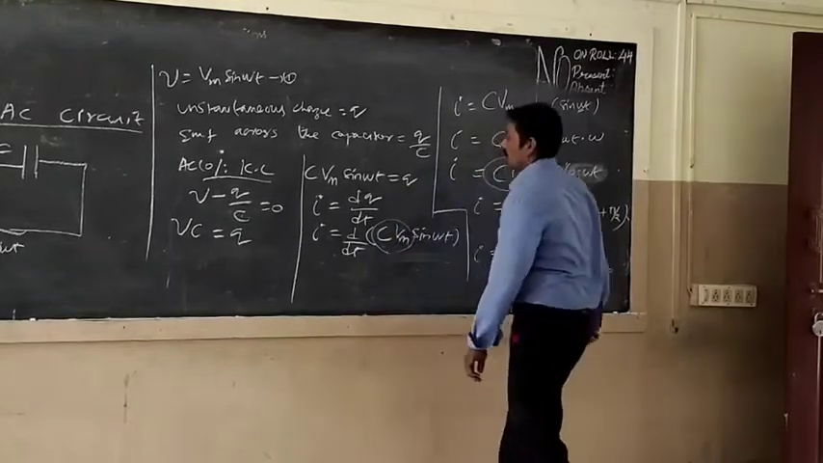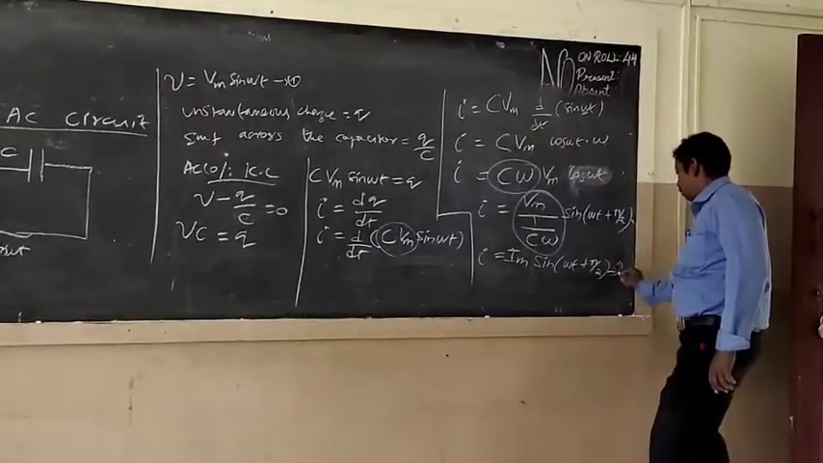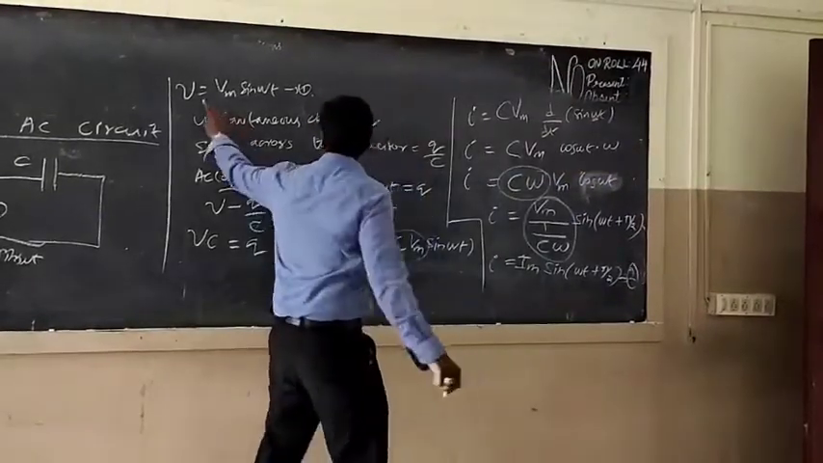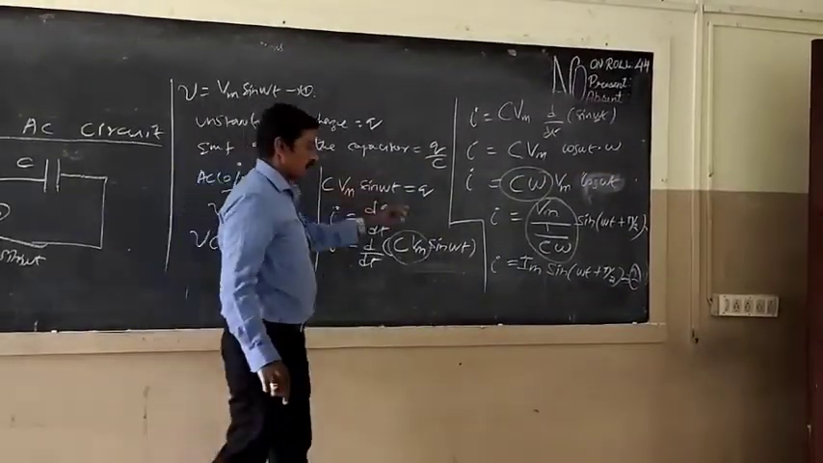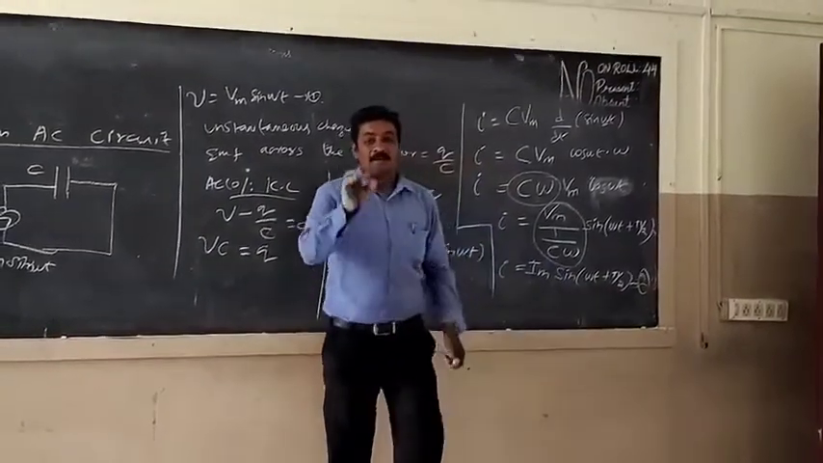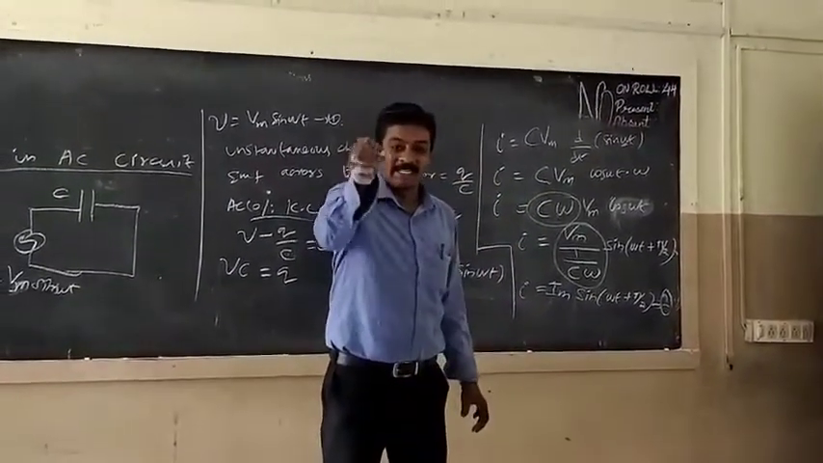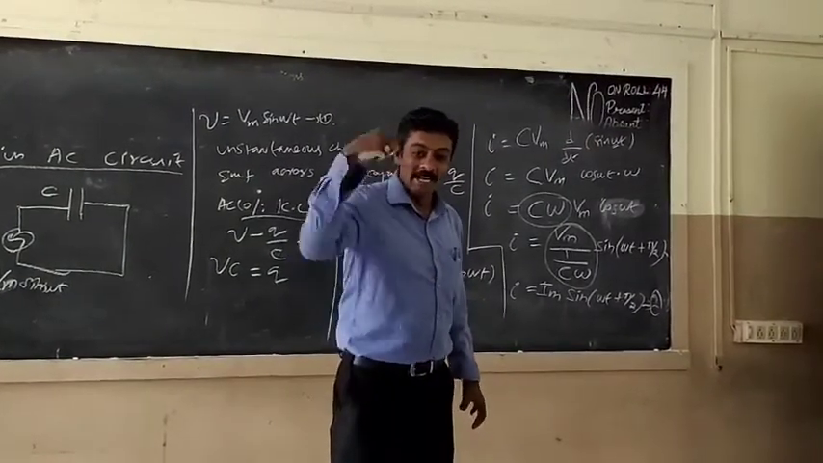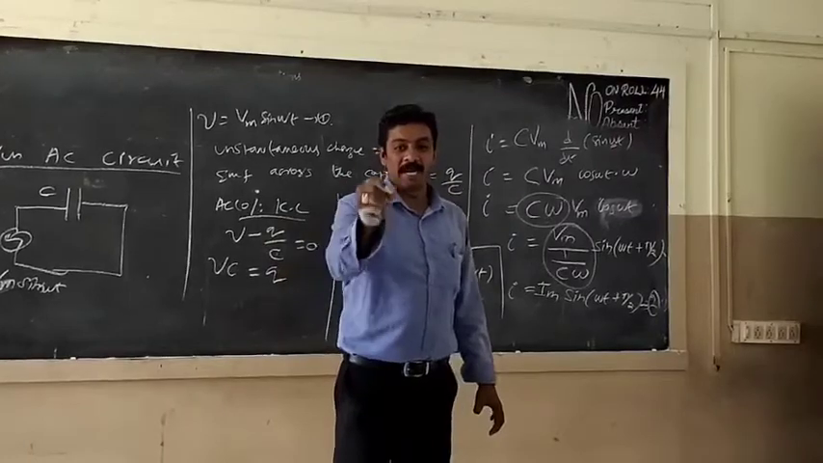If you compare derivative number 1 and 2: 1 will be V is equal to Vm sin omega t, 2 will be I is equal to Im sin omega t plus pi by 2. When the AC voltage is applied to the capacitor, the current leads the voltage by pi by 2.